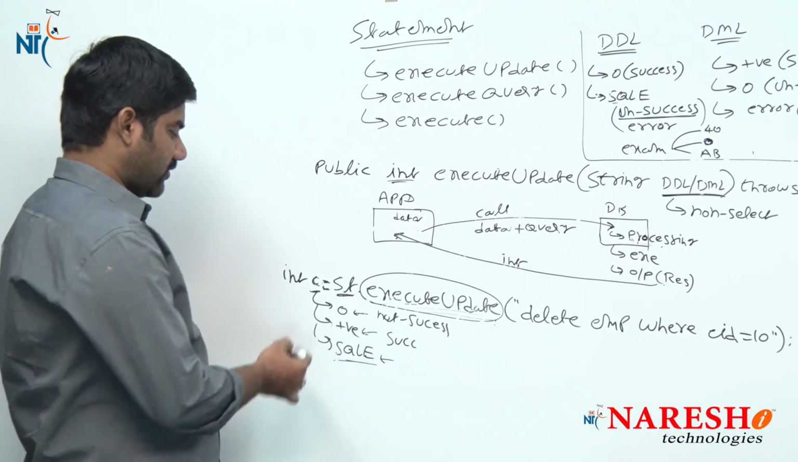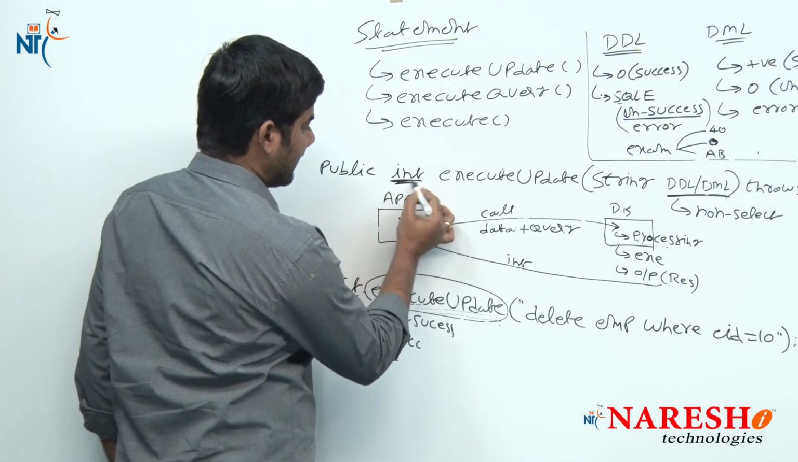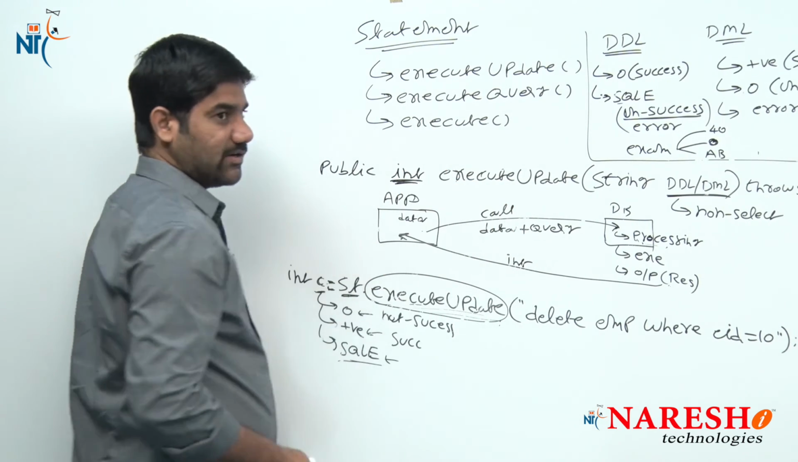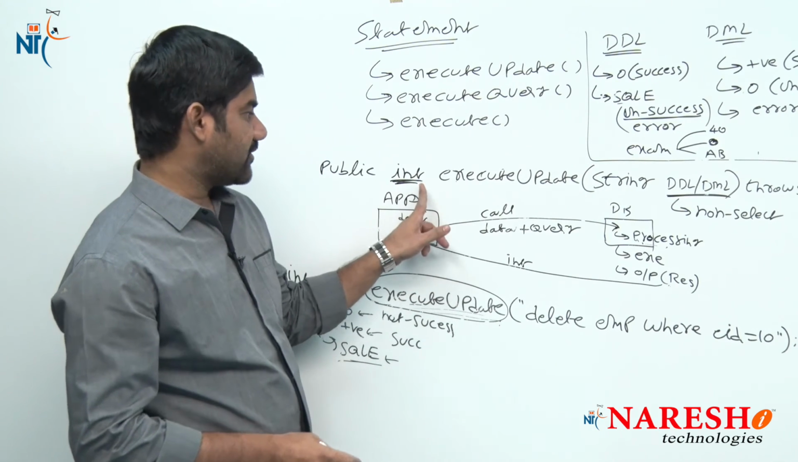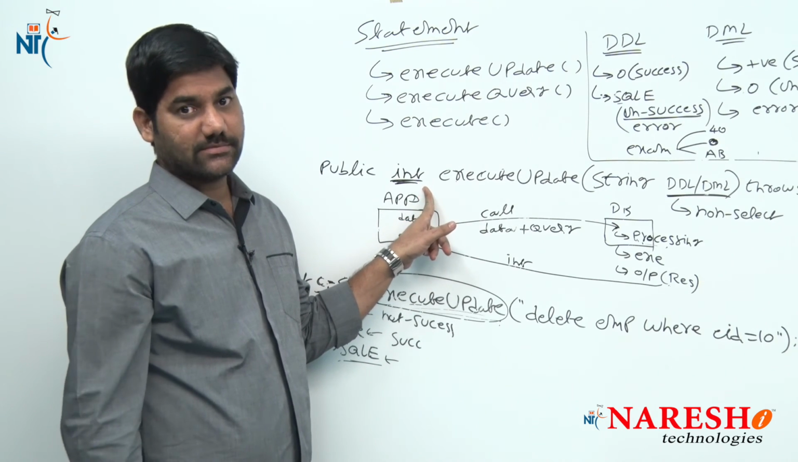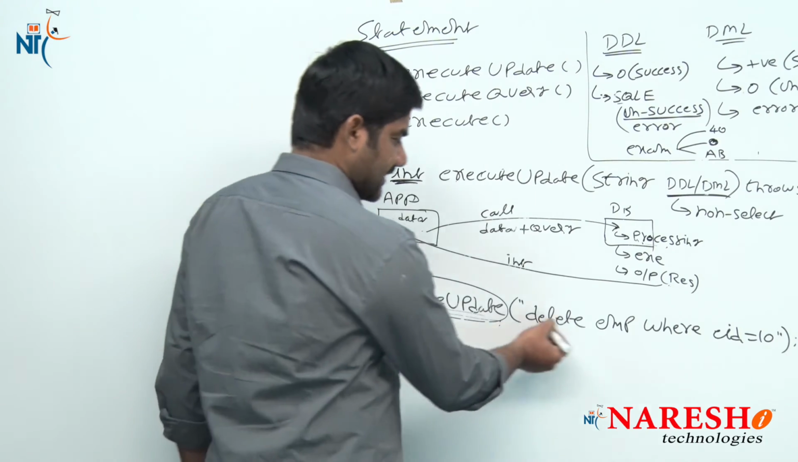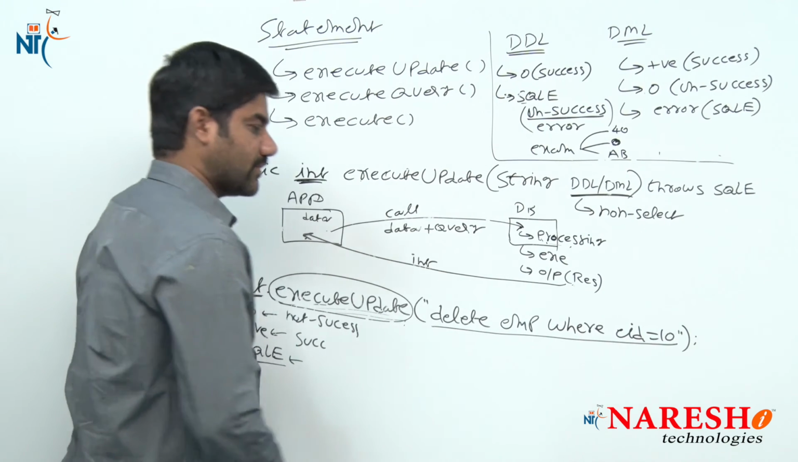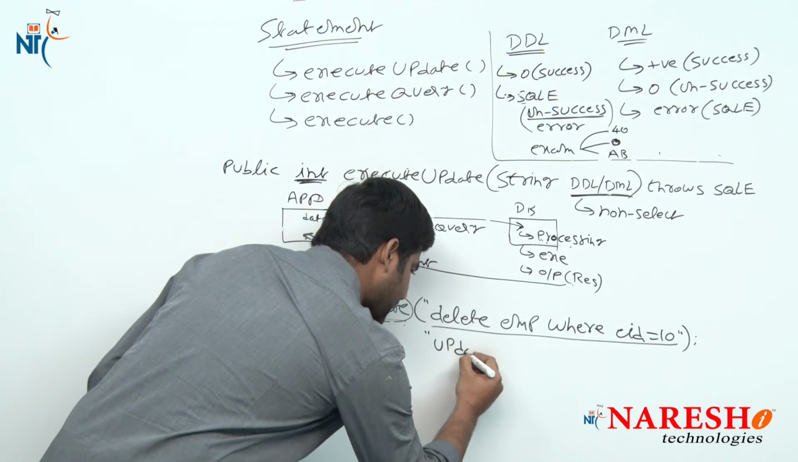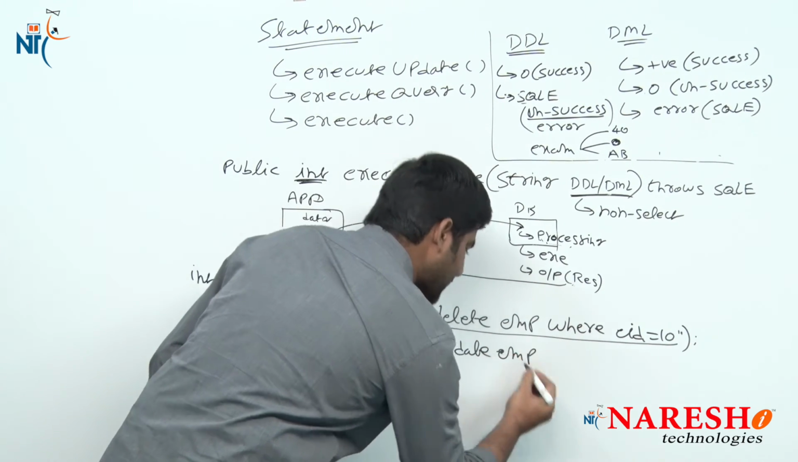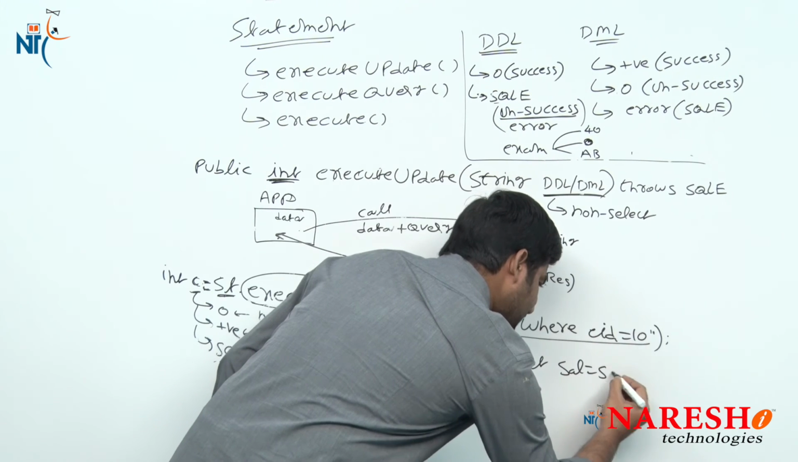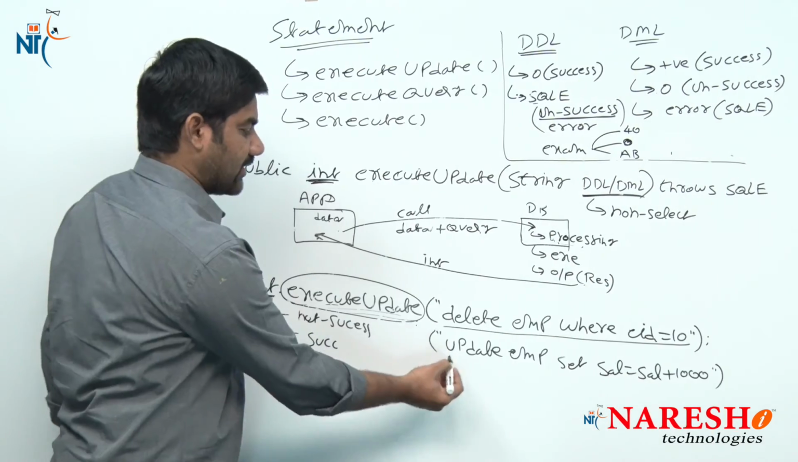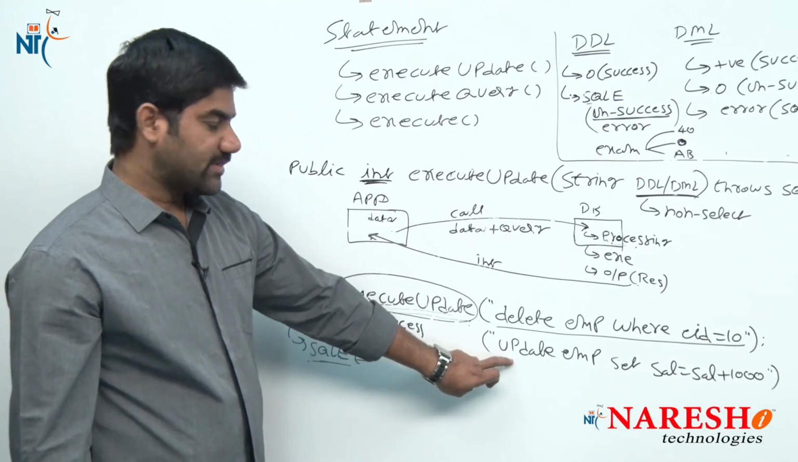And here we have a small problem. What I said here: the executeUpdate method always returns an integer value only. Actually, if you think seriously about this, we will sometimes get a small problem. Meaning, this is a delete command. Instead of the delete command, I am going to write an update command. What is that command, sir? This is the command: update employee set salary equals salary plus 1000. This is the query. What is the problem in this query, sir?